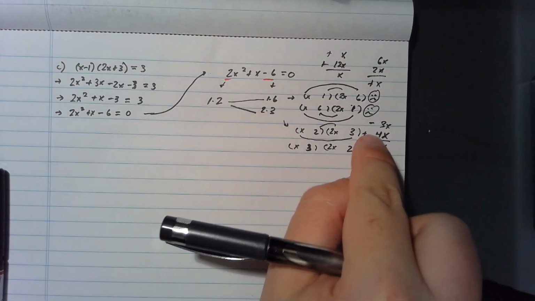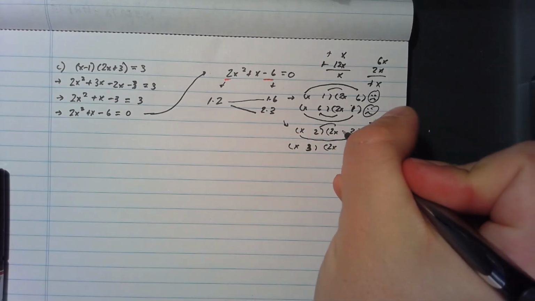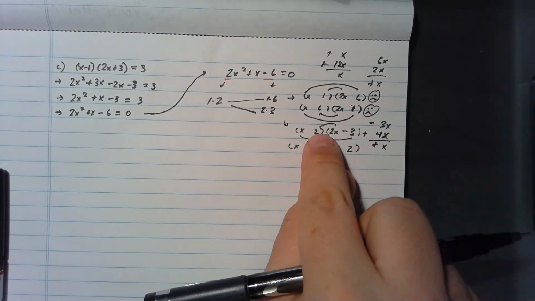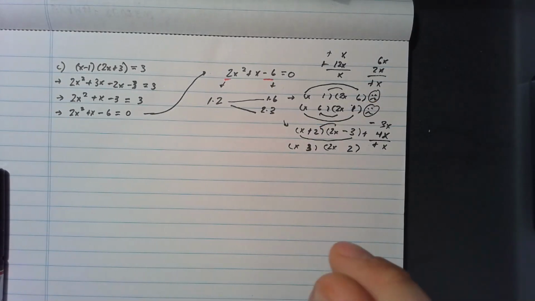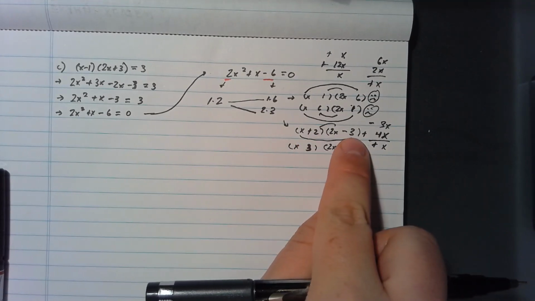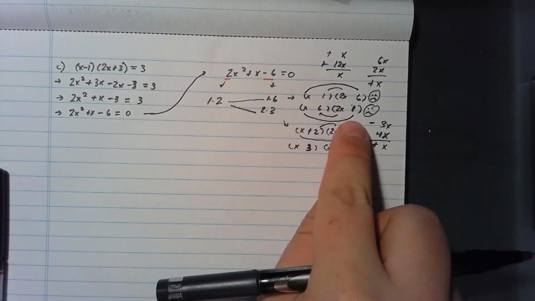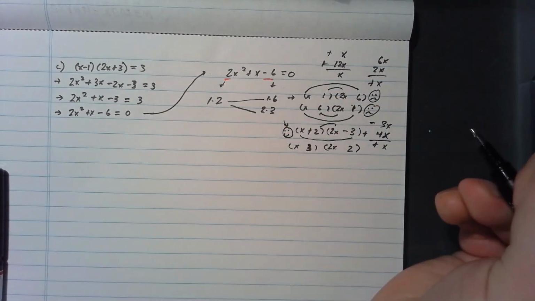So this means the 3x should be negative. So x times 3, that should be negative. And this means that should be positive. The 2 times the 2x should be positive. The last thing I need to check is the last term in the FOIL process. 2 times negative 3, does that give me negative 6? It does. So these are my factors.